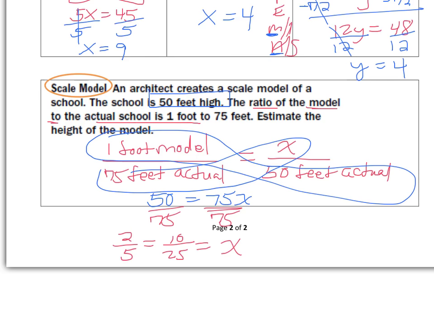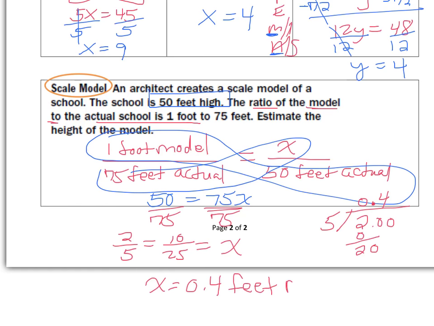And I'm going to even further put that into a decimal. 5 goes into 2 0 times. I'm going to put my decimal up there, carry down the 0. 5 goes into 20 4 times. So x equals 4/10, and don't lose sight of what your units are. That's in feet. So 4/10 feet is the height of the model that represents a 50-foot high building.